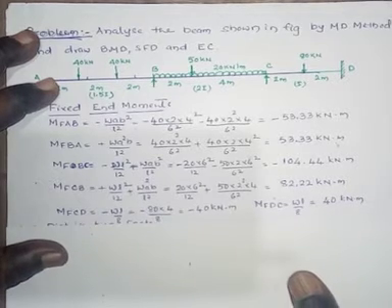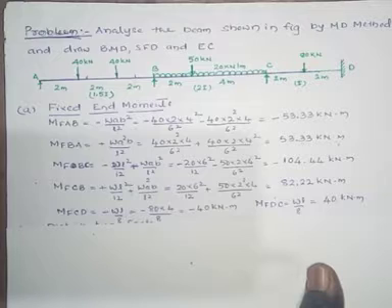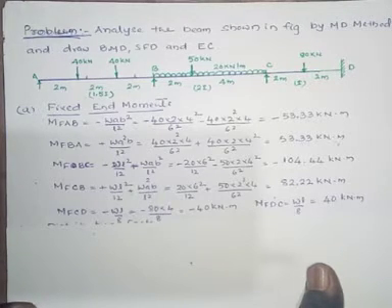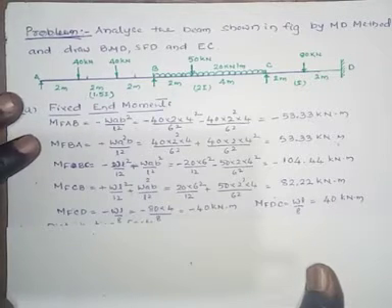Then come to the next span, that is the last end span, MFCD, that is anti-clockwise. It is subjected to a point load at the center, hence the formula is minus W L by 8, minus 80 into 4 by 8, that one is minus 40 kilonewton meter. Similarly, MFDC is clockwise, W L by 8, that one is 40 kilonewton meter.